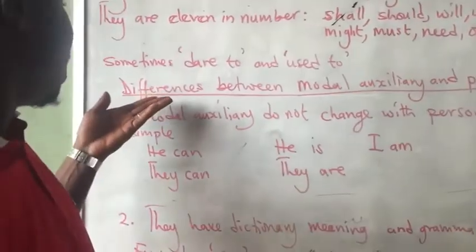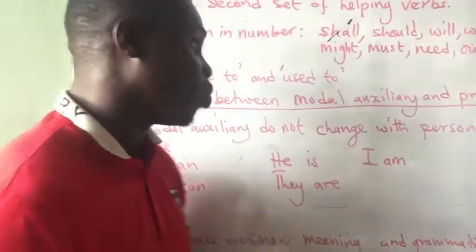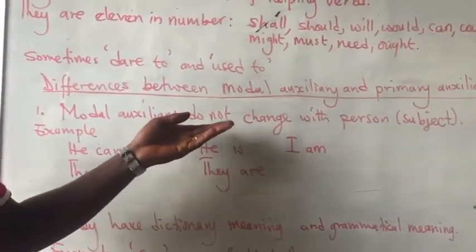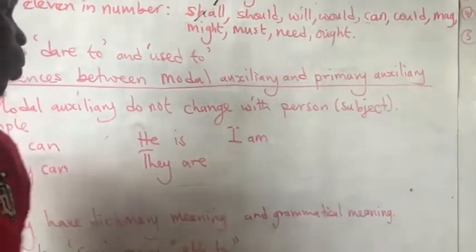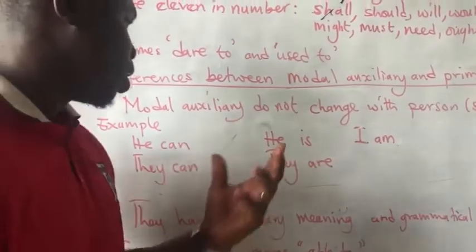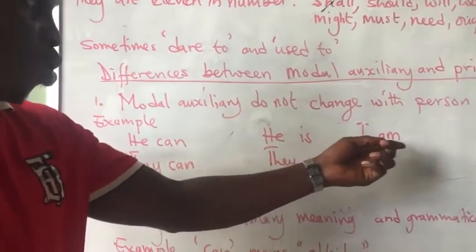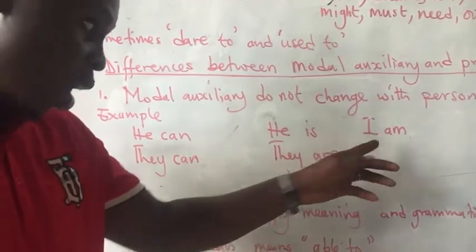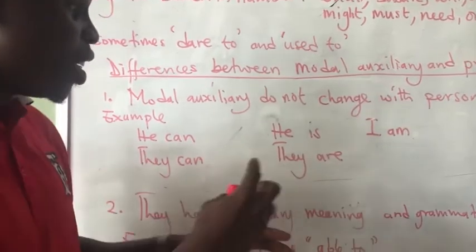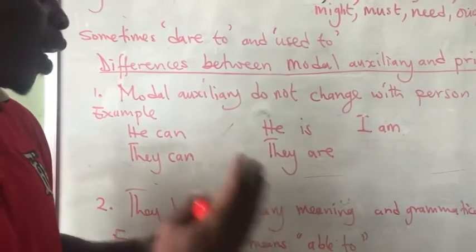Let's start with the differences between modal auxiliary and primary auxiliary, the reason why they have been separated, why we didn't learn them together. The first difference is that modal auxiliaries do not change with person, that is, the subject. If you remember when we were discussing the primary auxiliary, we said they change with person. Let's look at this example. For instance, he goes with is and I must go with what? Am, even though both of them are singular. Now you come here, they, which is a plural subject or person, goes with what? Are. This is what we mean, they change with the person. When the person is singular, a different auxiliary verb must be used when the person is plural.